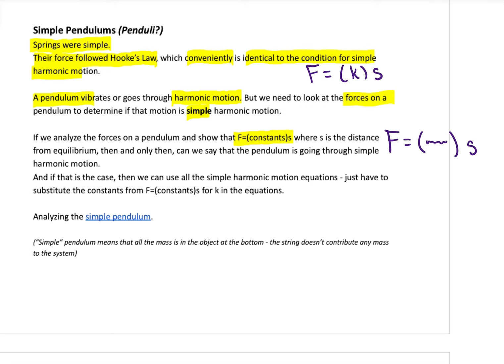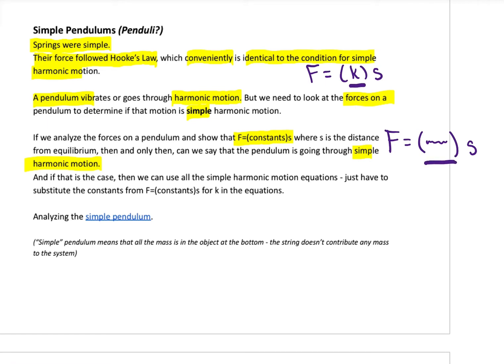And as long as we can look at the pendulum and say that the force is equal to a bunch of constants multiplied by S, then we can say that the pendulum fits the condition for simple harmonic motion. Its restoring force is proportional to the S. It's a more complicated proportionality. The spring was easy. It was just the letter K in front of the S. For the pendulum, there might be more than the letter K in front of the S.